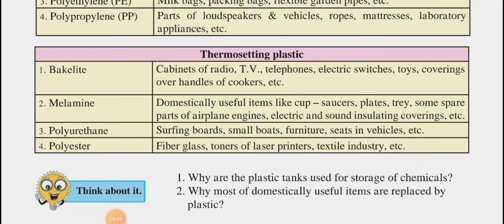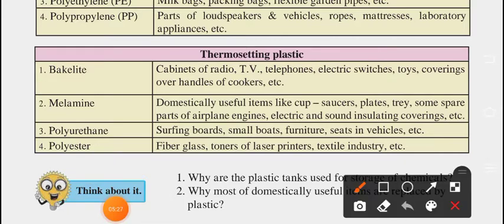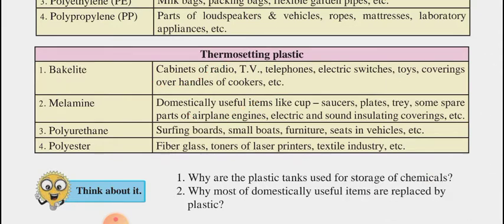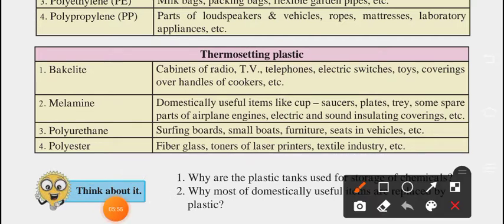Now, thermosetting plastic, which we do not use again and again. Bakelite is used in cabinets of radio, TV, telephones, electric switches, toys, coverings of handles, cookers, etc. Next is melamine: domestically useful items like cups, saucers, plates, some spare parts of aeroplane engines, electric and sound insulating coverings, etc. Next is polyurethane: surfing boards, small parts, furniture, seats in vehicles, etc.